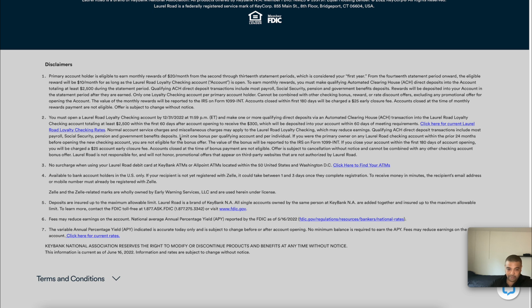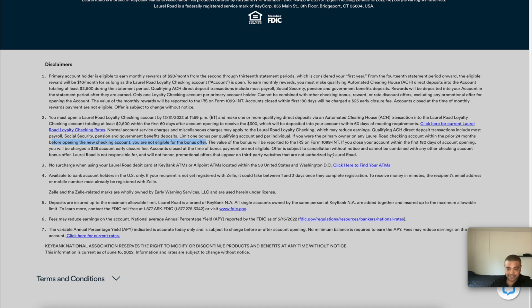If you drop down right here, you're limited to 1 bonus per qualifying individual. That's usually the case. If you were the primary owner of a Laurel Road checking account within the prior 24 months before opening a new account, you are not eligible for this bonus offer. In addition, if this was state specific, they generally do list states in here, where sometimes it is limited to the bank's footprint. They don't necessarily tell you this time, but I do know this one is nationwide. A lot of times, if they have a pop-up that makes you put in your zip code or something like that, that's a good indicator.